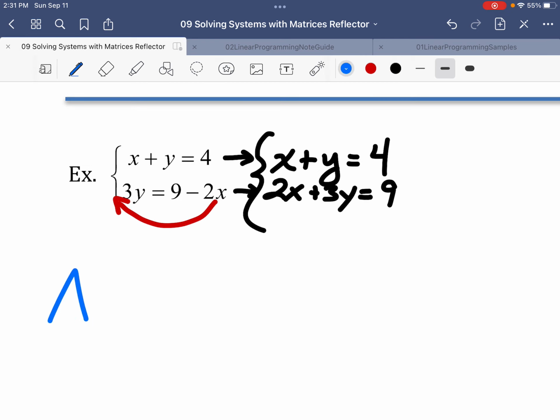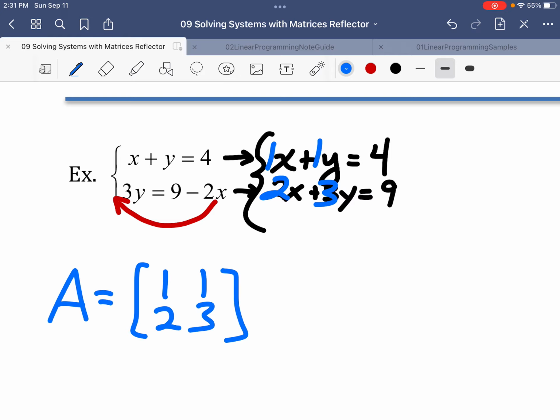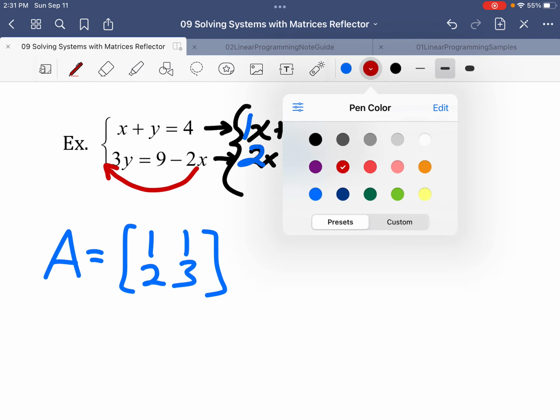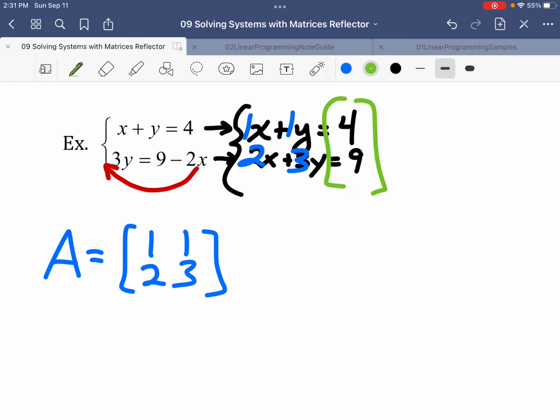So the first thing we want to do is set up matrix A. Now matrix A is going to be the coefficients. You don't necessarily have to rewrite them. I just want to make sure that we're all looking at the same numbers, 1, 1, 2, 3. It's that easy. That's your matrix A. Matrix B is your constants. And it only ends up being a column matrix. It's a column matrix that contains 4 and 9.